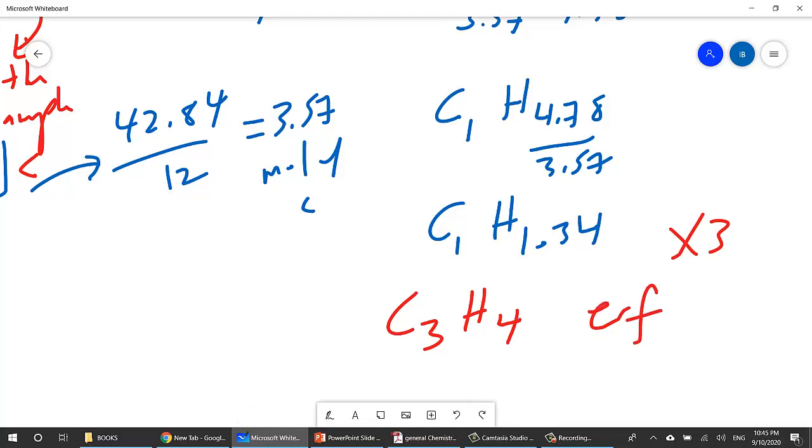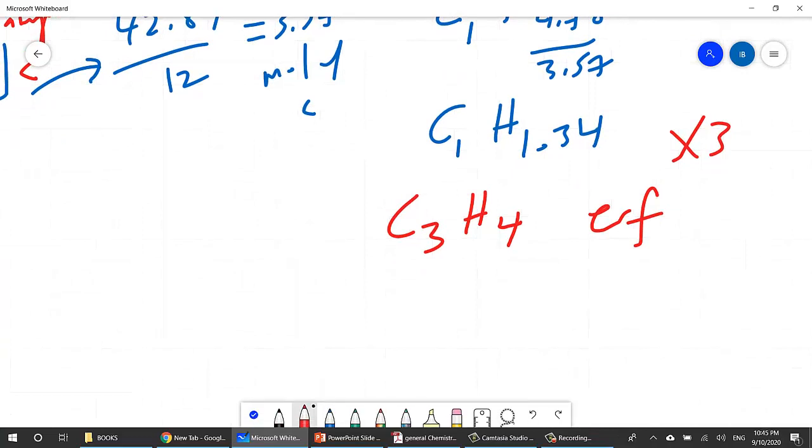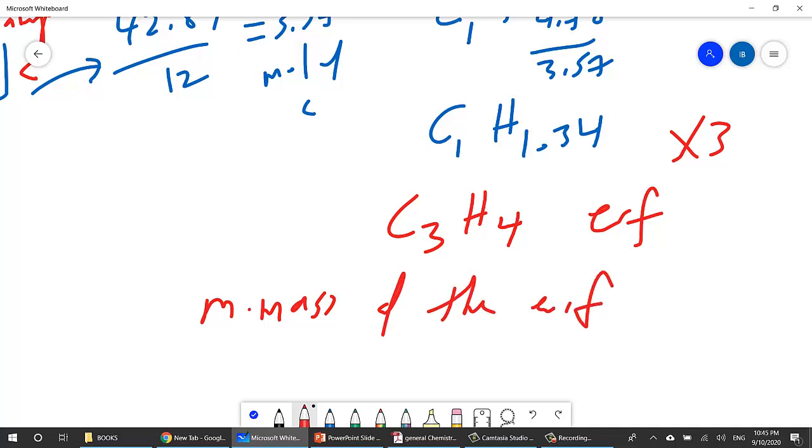Now the question is, what is the molar mass of the empirical formula? You can do that easily. 3 times 12 is 36, plus 4, so it's 40 grams per mole.